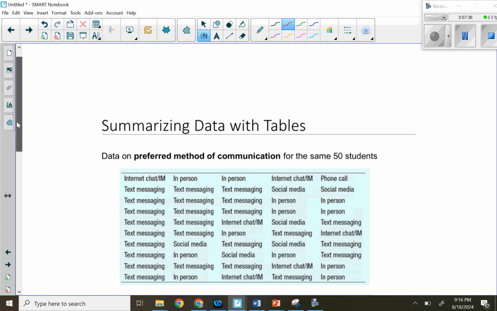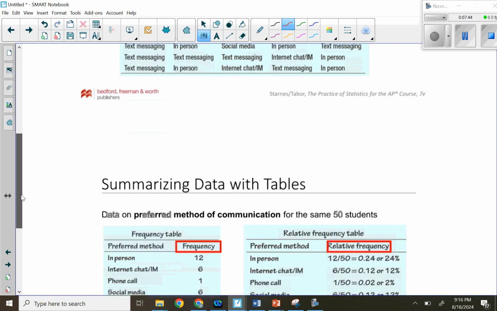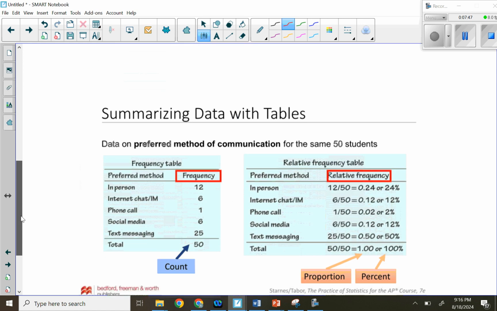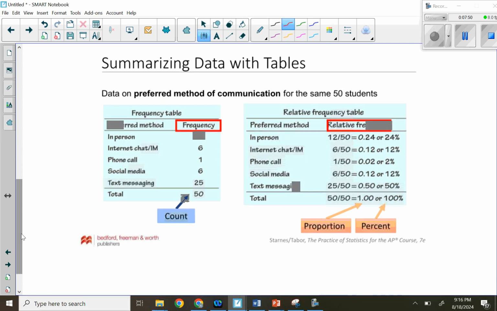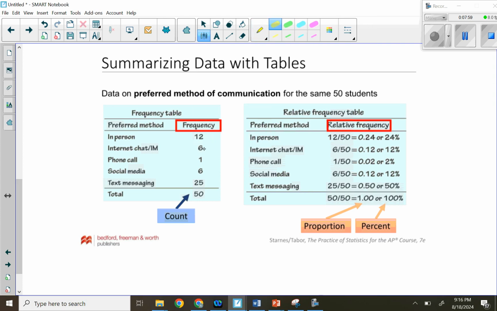Here we have data on the preferred method of communication for the same 50 students. If we turn that into our tables, here's a visual of those 2 different types of tables. On the left, we have the frequency table. What this is showing is 12 out of the 50 people said they prefer in-person. 6 prefer internet chat, 1 phone call, 6 social media, 25 text messaging. And that should total up to your total count.